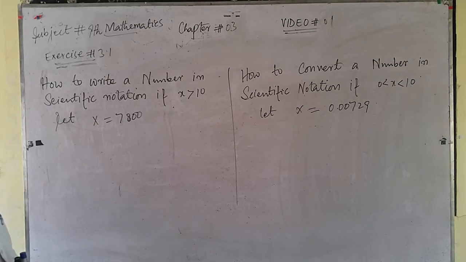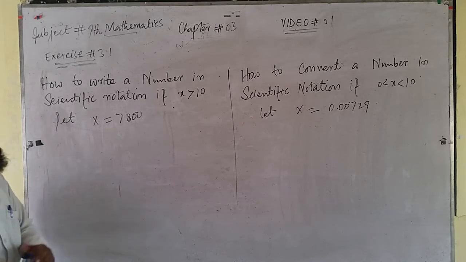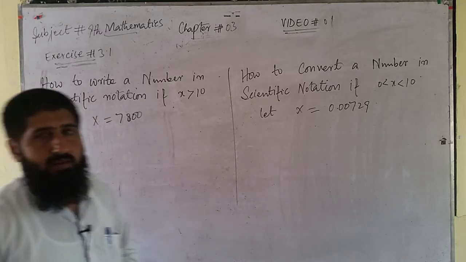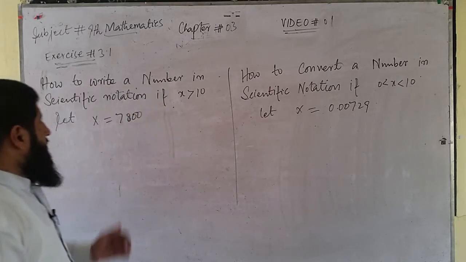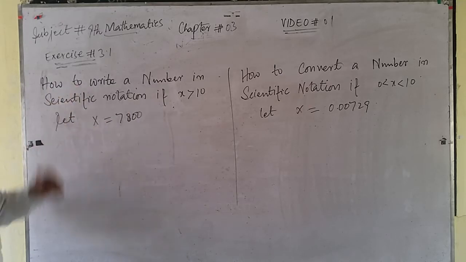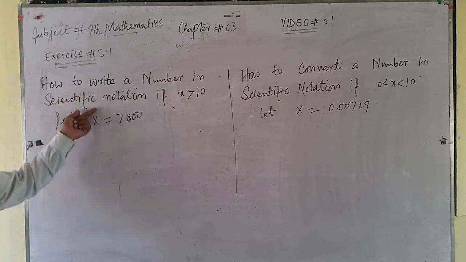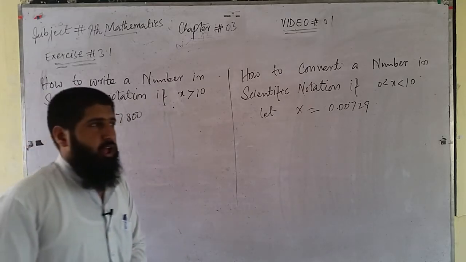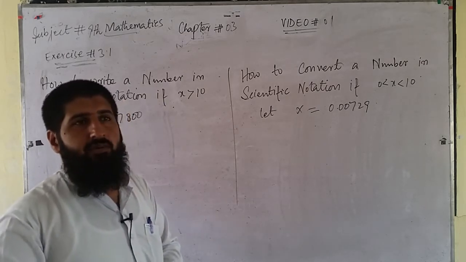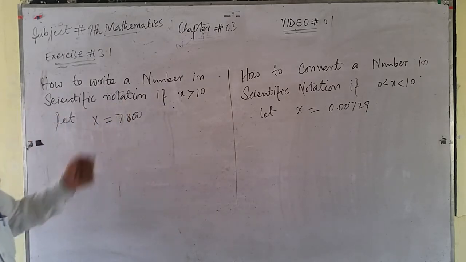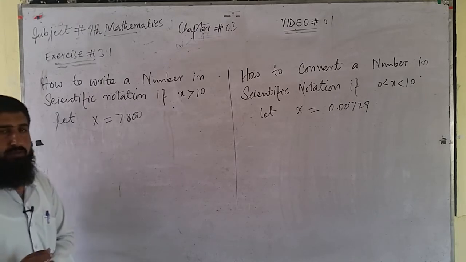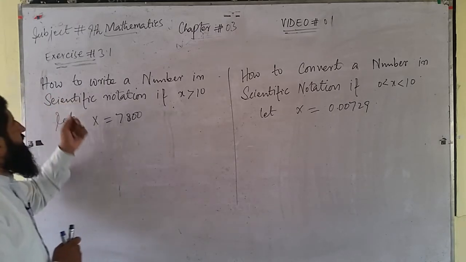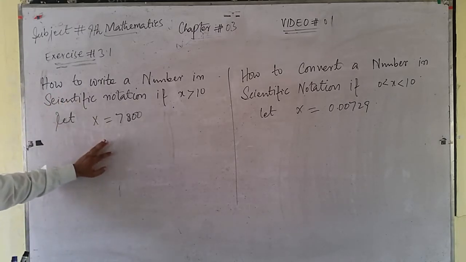We have started the third chapter of ninth mathematics. It's our first lecture, and in the first lecture we are going to discuss the conversion of a number into scientific form. When a number is given in standard form and we have to convert it into scientific form or scientific notation.